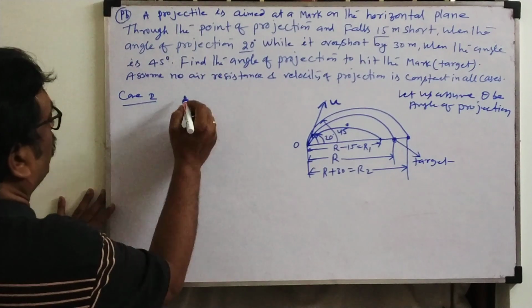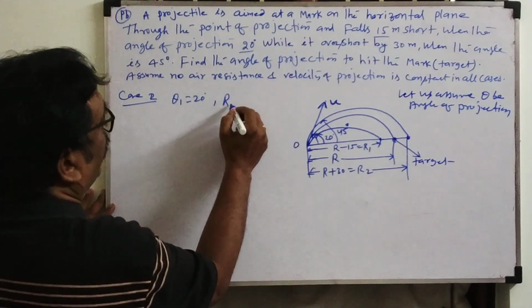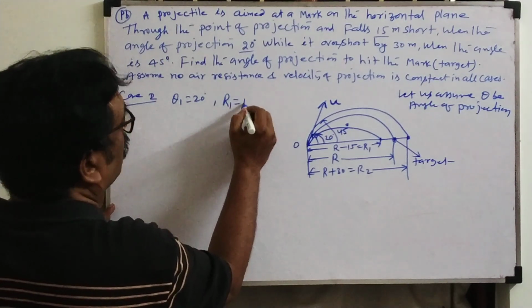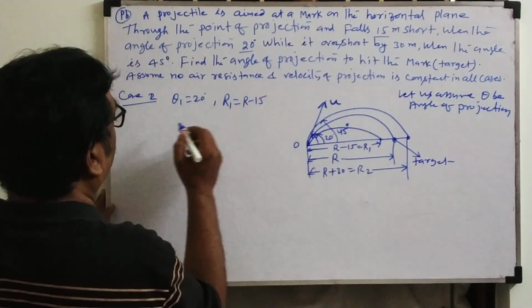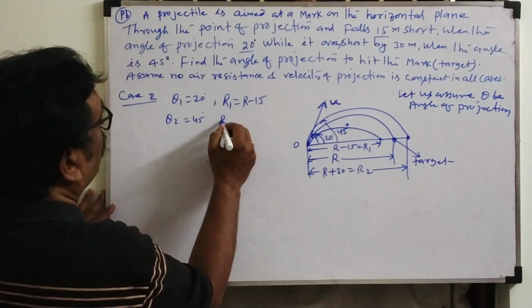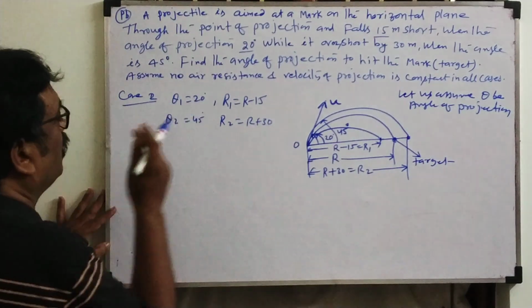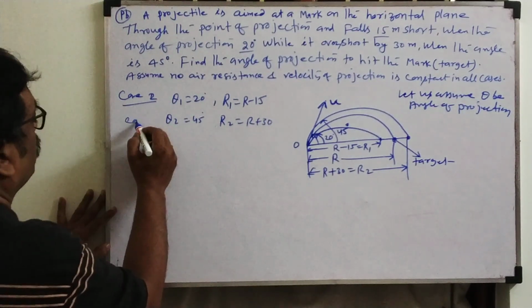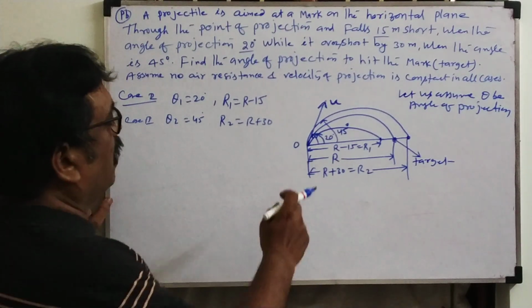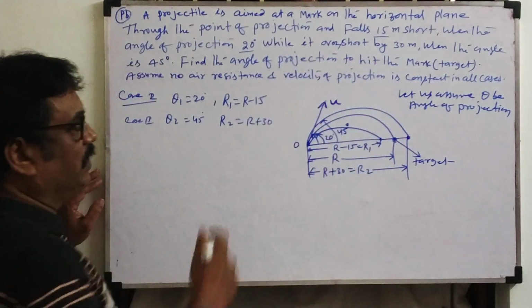Case 1, what is given? If theta is equal to 20 degrees, range R1 is equal to R minus 15. If theta is equal to 45 degrees, R2 is equal to R plus 30. These two cases are given, case 1 and case 2. So now we have to find out theta: at what angle they should throw the ball to hit the target.